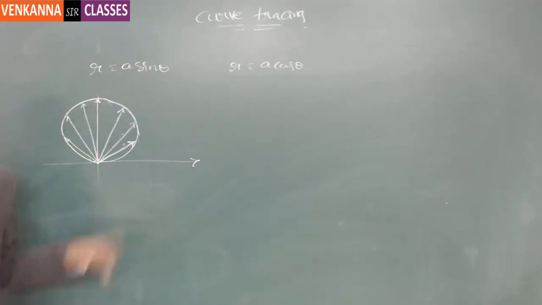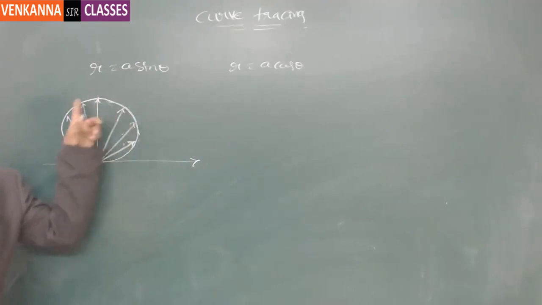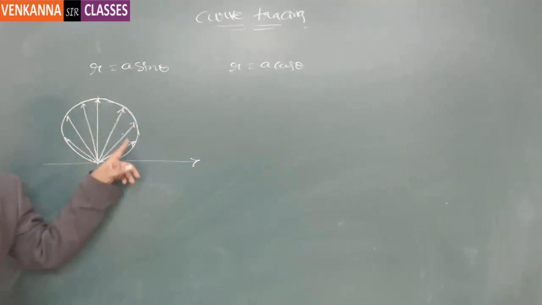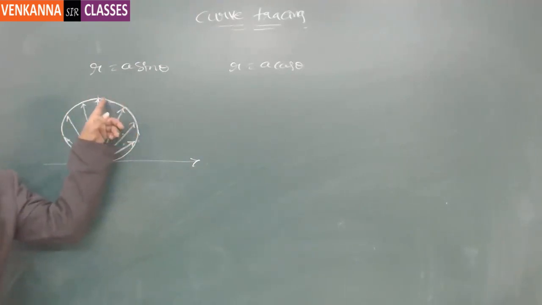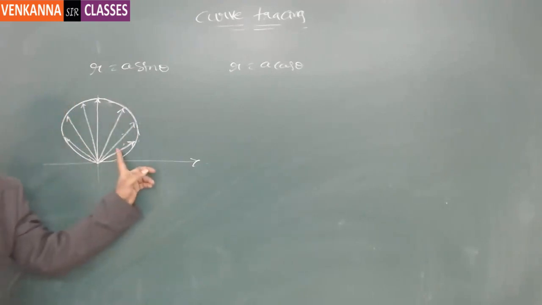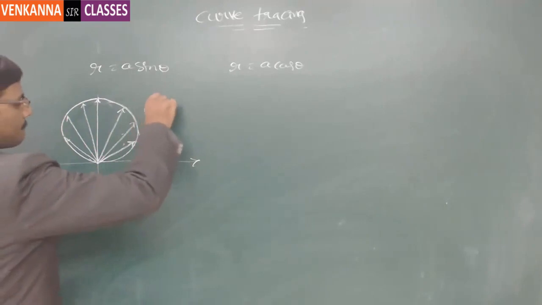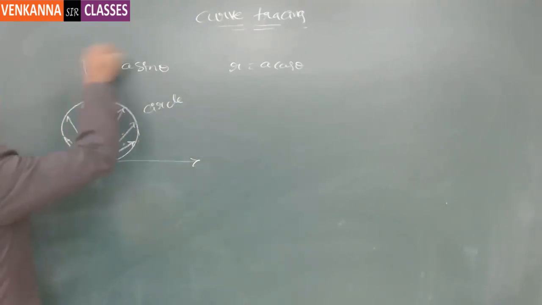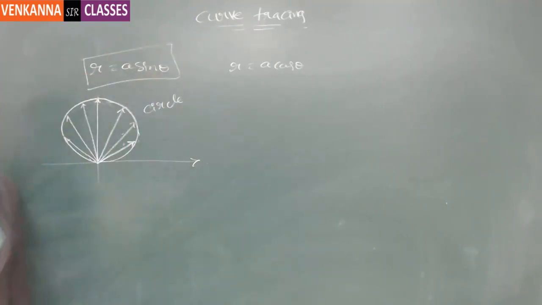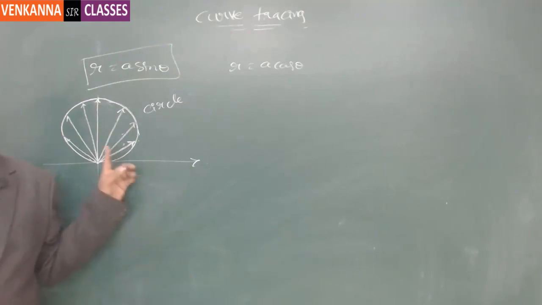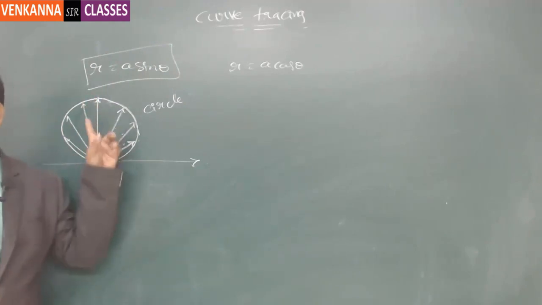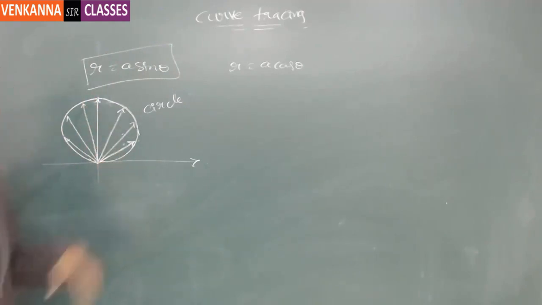See this, for different angles of theta, I have calculated the radius value, identified the corresponding radius, and joined all the points together. This is how I am getting it. This is nothing but a circle. So r equal to a cos theta is nothing but a circle. But this is symmetric about the vertical line. Got it?